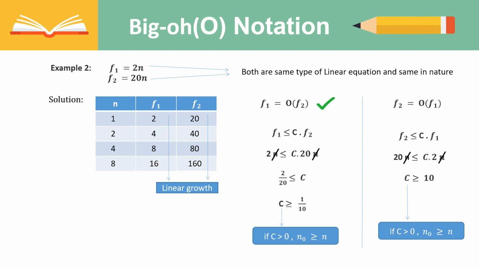In the other asymptotic notation, f2 is equal to big O of f1. We can write it as f2 is less than or equal to constant into f1. Now putting values of f1 and f2, in the same way we get n cancelled out and we get constant is greater than or equal to 10. Here we can clearly see constant is greater than 0. Therefore, f2 is equal to big O of f1 is true. Now the final conclusion is both f1 is equal to big O of f2 and f2 is equal to big O of f1 are true.